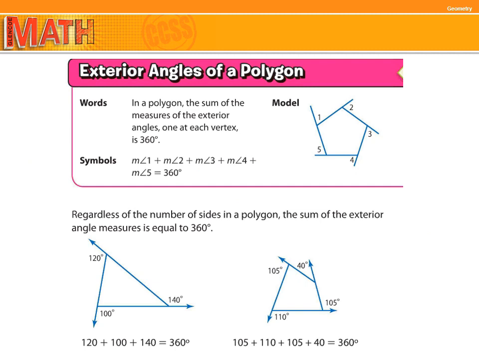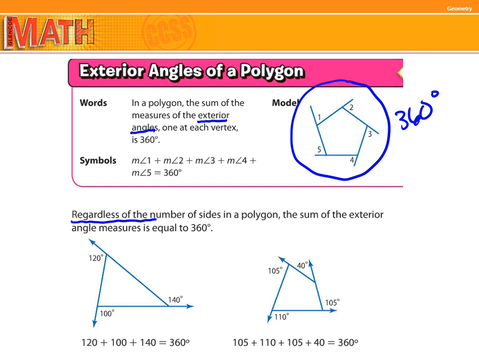In this graphic, they're talking about exterior angles of a polygon. For any polygon, the sum of the measures of the exterior angles, one at each vertex, is 360 degrees. So the exterior angles will always add up to 360 degrees because if we put them all together, they form a circle. And a circle is 360 degrees. So the measures of angle 1, 2, 3, 4, and 5 in this polygon, if we add them together, we get 360. Regardless of the number of sides in a polygon, the sum will always equal 360.